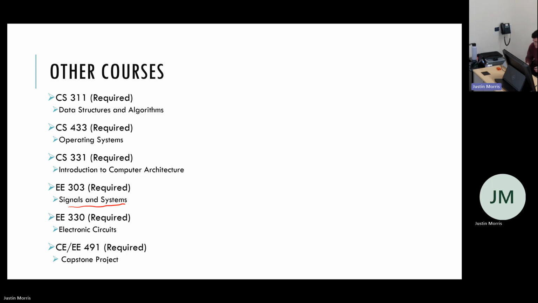And then CE and EE 491, a year-long capstone project. As computer engineers, you should try to get into a project that is more focused towards computer engineering. An example of this was last year, when I offered a project related to my research on FPGA design.